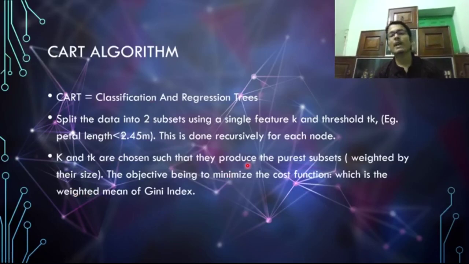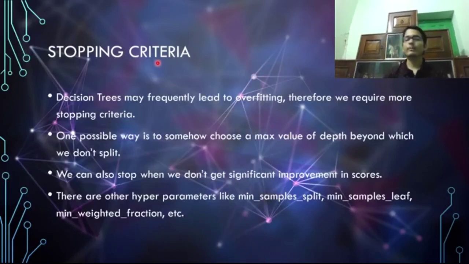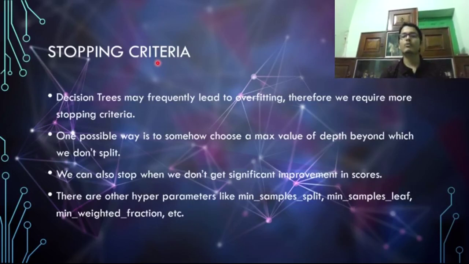So we need to apply some stopping criteria, or it will lead to overfitting. The decision tree will keep on splitting until it gives the purest node basically. So we need some stopping criteria. Decision trees may frequently lead to overfitting, therefore we require stopping criteria. One possible way is to choose a max depth beyond which we don't need to split. So what is the depth of a decision tree?